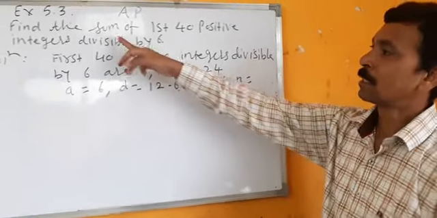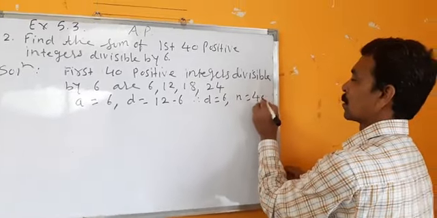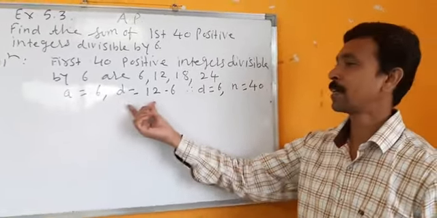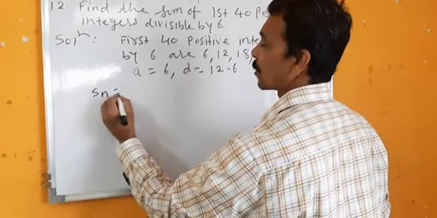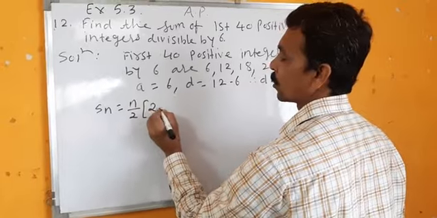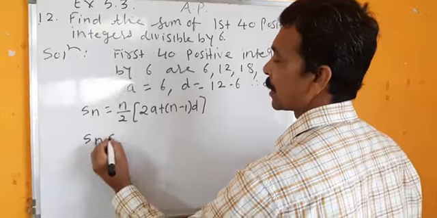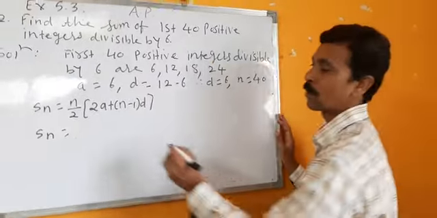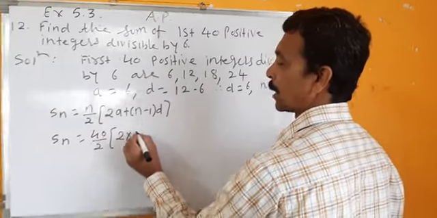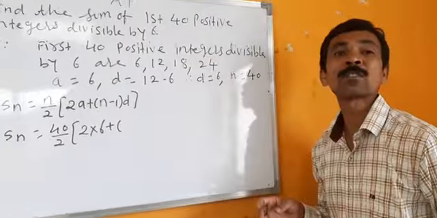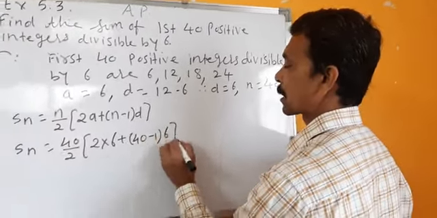N is given. Sum of first 40 positive integers, number of integers are 40. So we have all the values: we have A, we have D, we have N. We'll find Sn. Sn is equal to n by 2 into 2a plus n minus 1 into d. What is n? 40. So 40 upon 2 into 2a, meaning 2 into 6, plus n minus 1, that is 40 minus 1, into d, which is 6.